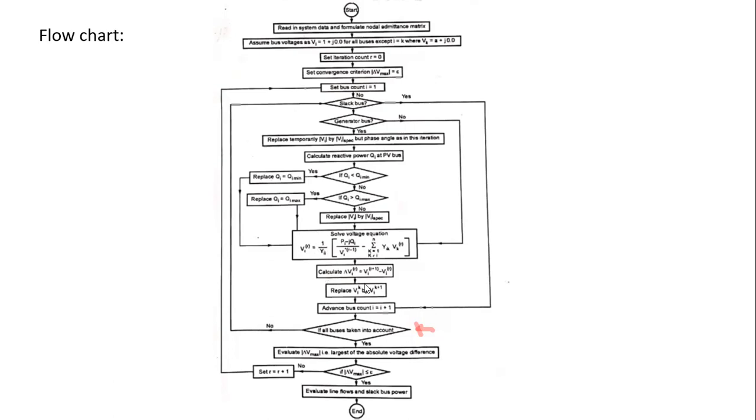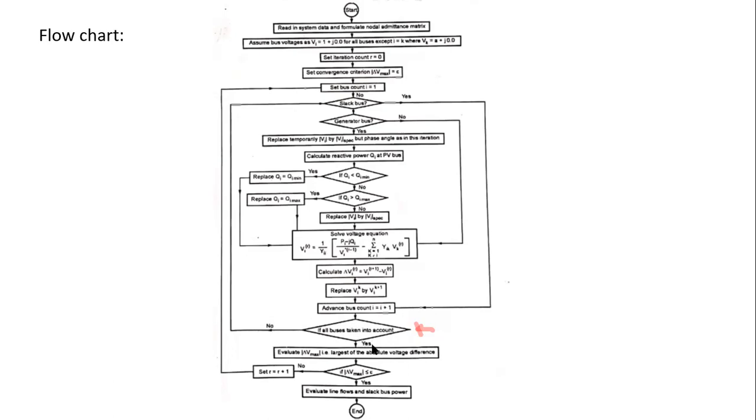Then calculate delta Vi of r equal to delta Vi of r minus 1 minus Vi of 1. Then replace Vi of k by Vi of k plus 1. Next, advance the count, i equal to i plus 1. This is satisfied if all the buses are taken into account. If it is not satisfied, then go to the slack bus and do the same procedure.